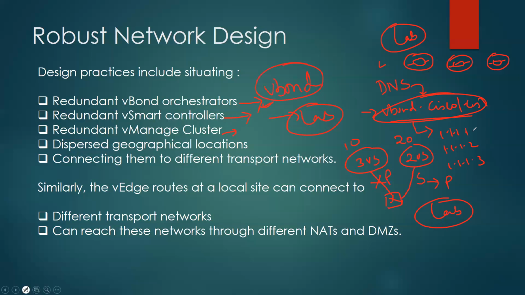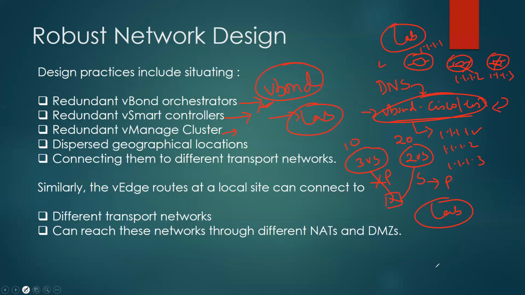So say we want an IP. Suppose the system IPs are 1.1.1.1, 1.1.1.2, 1.1.1.3, etc. They are all glued with the same DNS. So if any of the vBonds goes down, you still have other IP addresses, because in all the devices you are not giving the IP address as a vBond IP. You are giving the DNS.